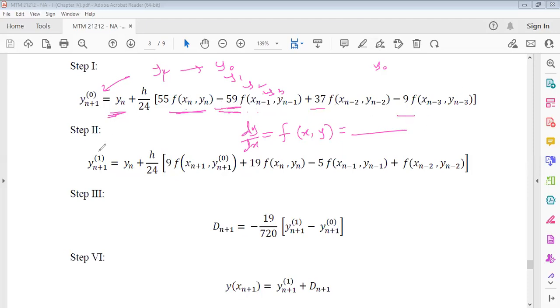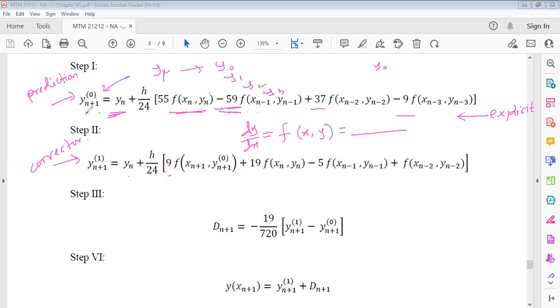Then step 2 is the prediction equation, and this one is our corrector. From this, the next value yn plus 1 of 1 equals yn plus h by 24 times 9 times, see here. I said the predictor value is explicit, in the sense that only earlier past values are involved. Since they have given y0, y1, y2, y3, you can substitute and find the value.